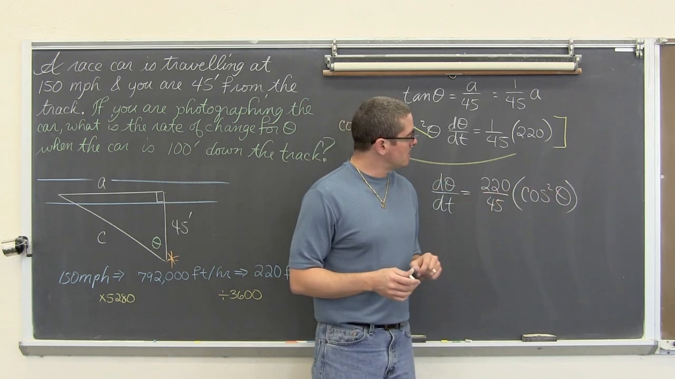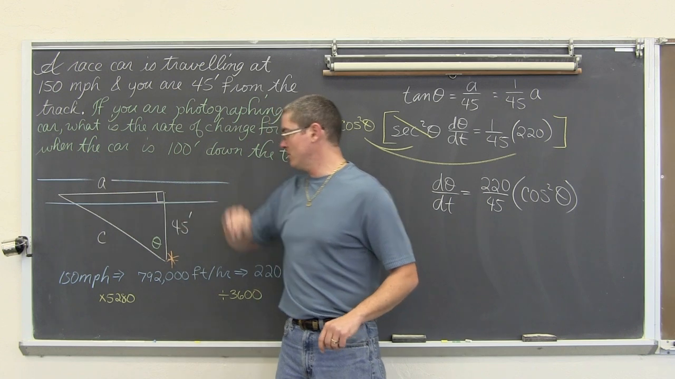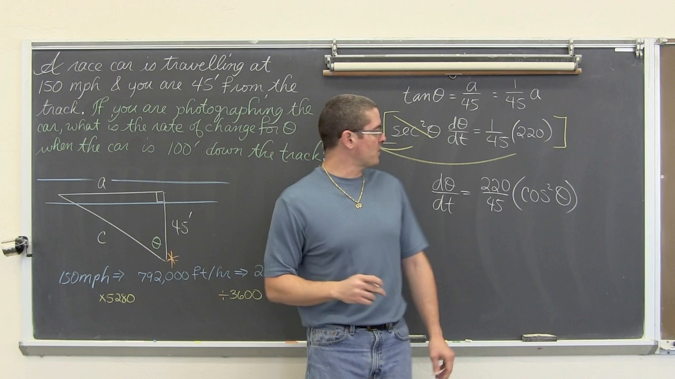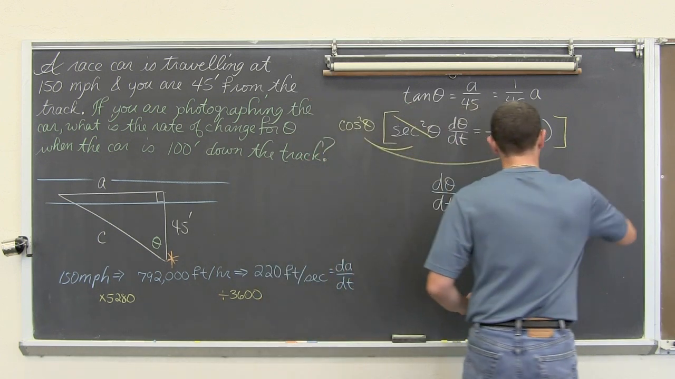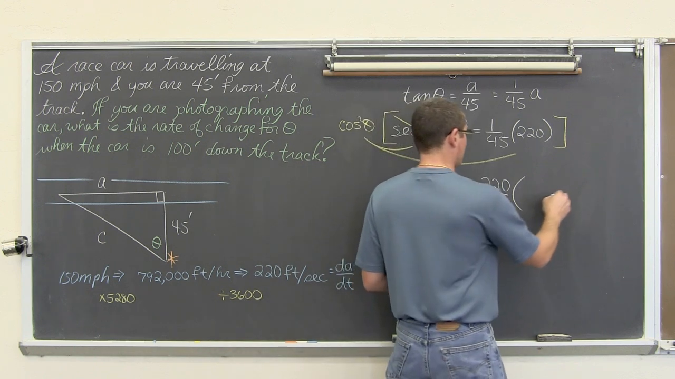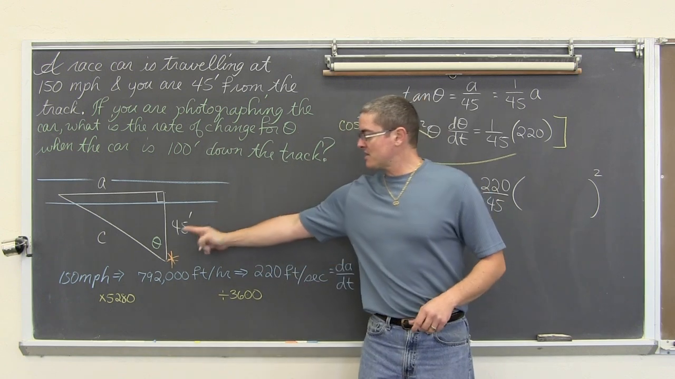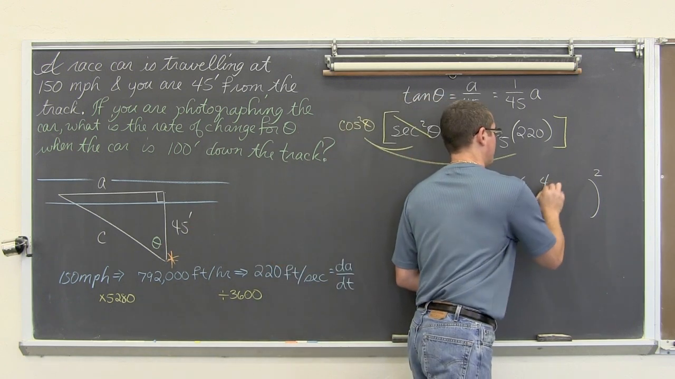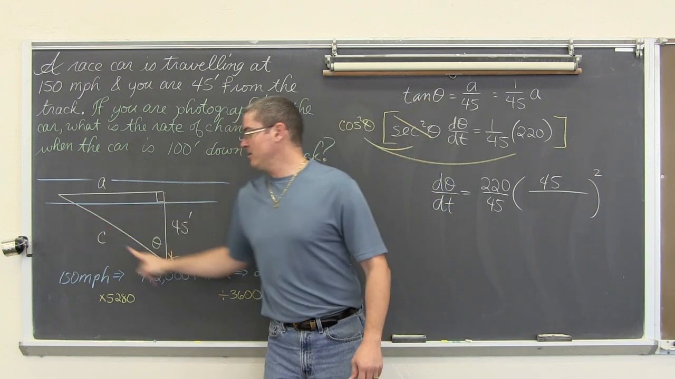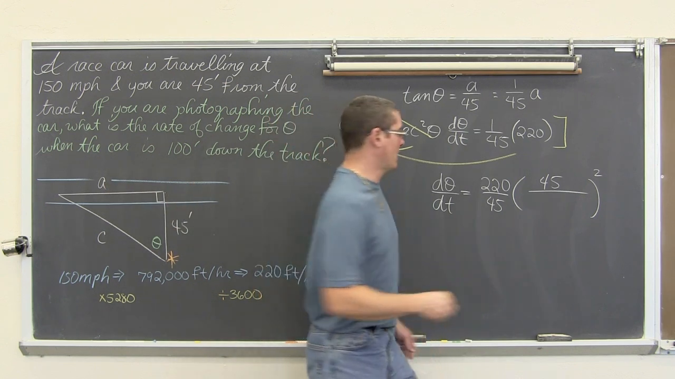So cosine squared theta, cosine is adjacent over hypotenuse. I'm putting the wrong thing here. So we have adjacent, which is 45. So let's take this out. Remember, it was cosine squared theta, so we're going to put a big square here for that cosine squared part. Now the cosine of theta, again, is adjacent, which is 45, over hypotenuse. That hypotenuse is the square root of 100 squared, 100 feet down the track, plus 45 squared.